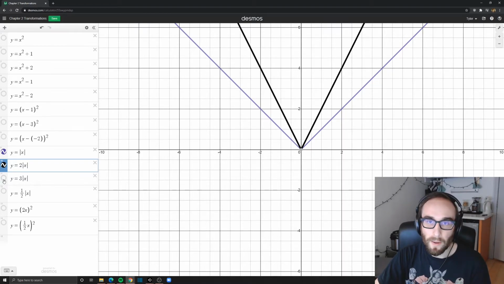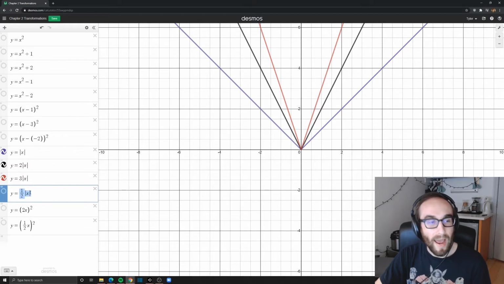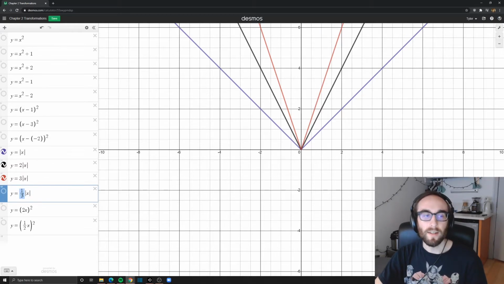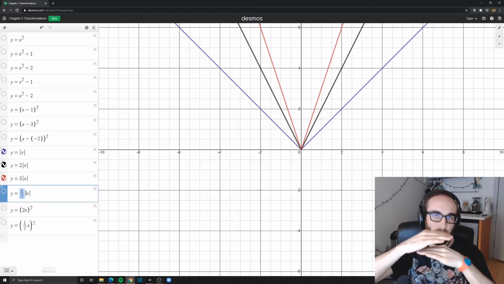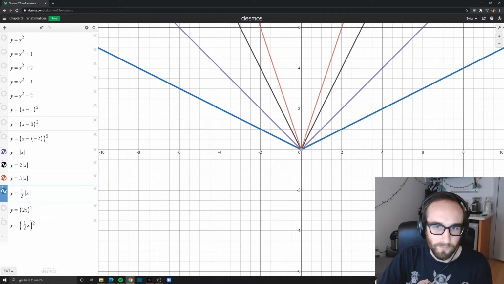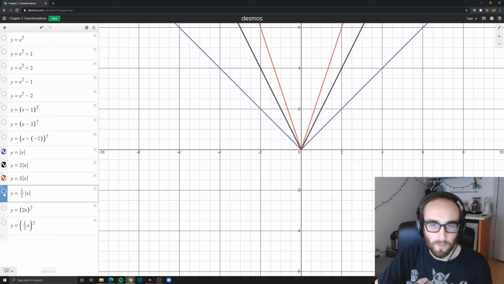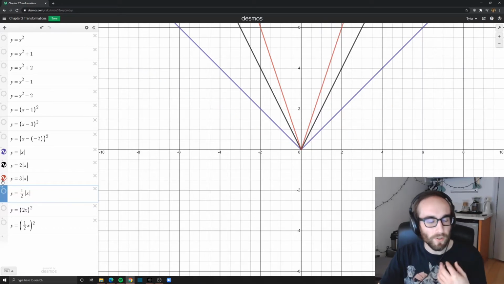Y equals 3 times absolute value of x will be even more narrow. So we're stretching it even more. And if we have y equals 1/2 times f of x, in this case, our k value is in between 0 and 1. So we are actually compressing or pushing the v shape down. So it's going to become wider in that case. Here we have a wider v shape. So that's how we can stretch or compress vertically.